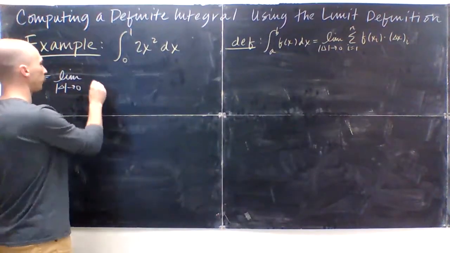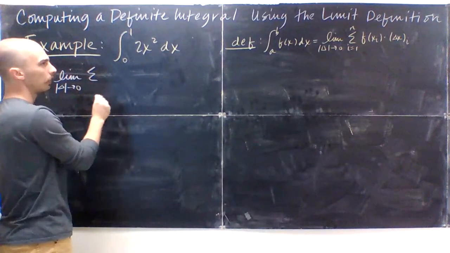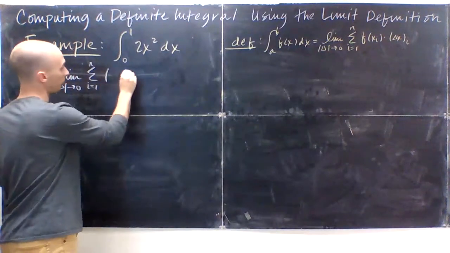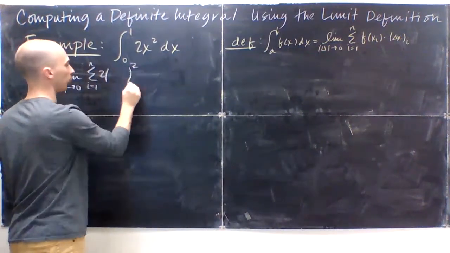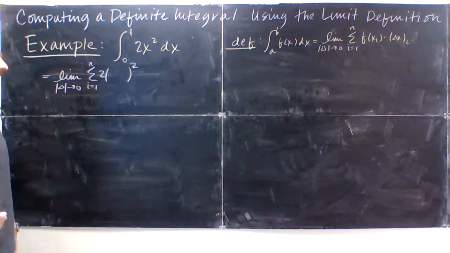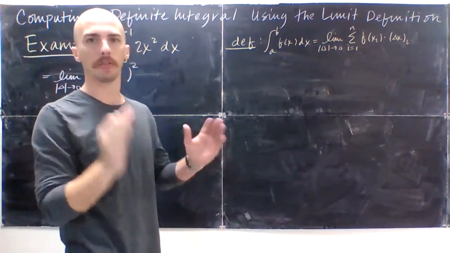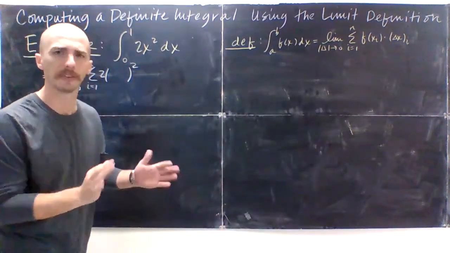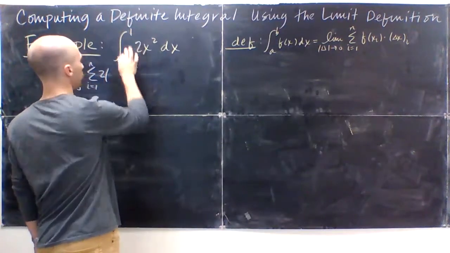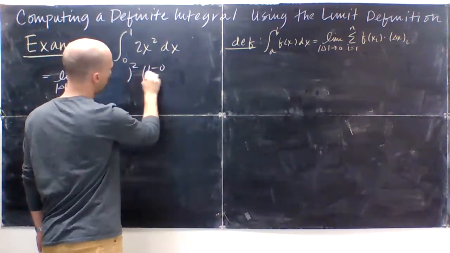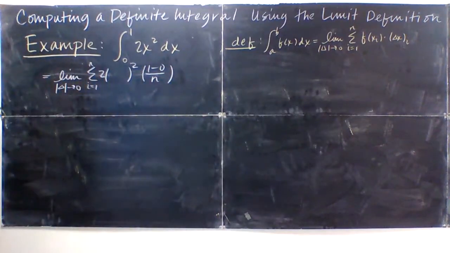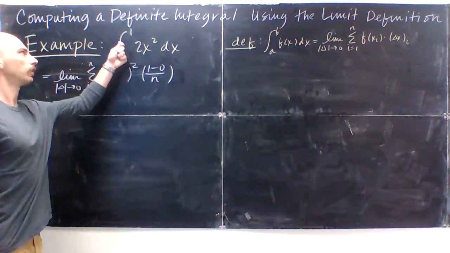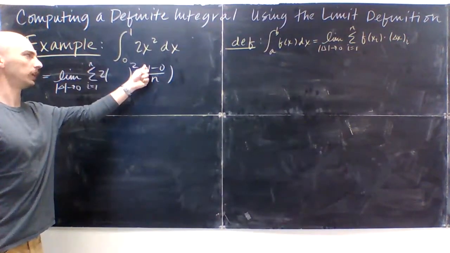All right, well, what is f of x_i? Well, it's 2 times something squared, so I'm going to have to add up, as i runs from 1 up to n, 2 times something squared times a delta x. Well, delta x is b minus a divided by n, right? It's the width of the interval divided by n. I'm just going to assume equally spaced, or even subintervals. So that's going to be 1 minus 0, which is 1 over n. Nailed it right away. Okay, and then what are my x's going to be? Well, it'll be 0 plus i delta x. So it'll just be i over n.